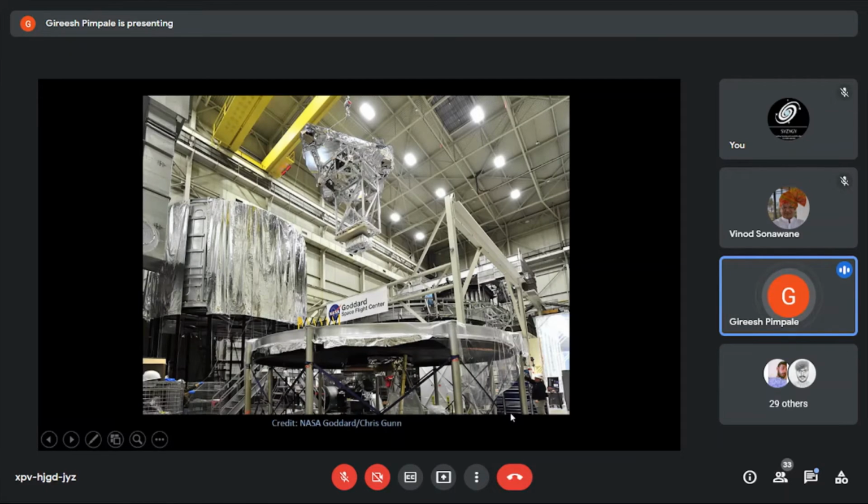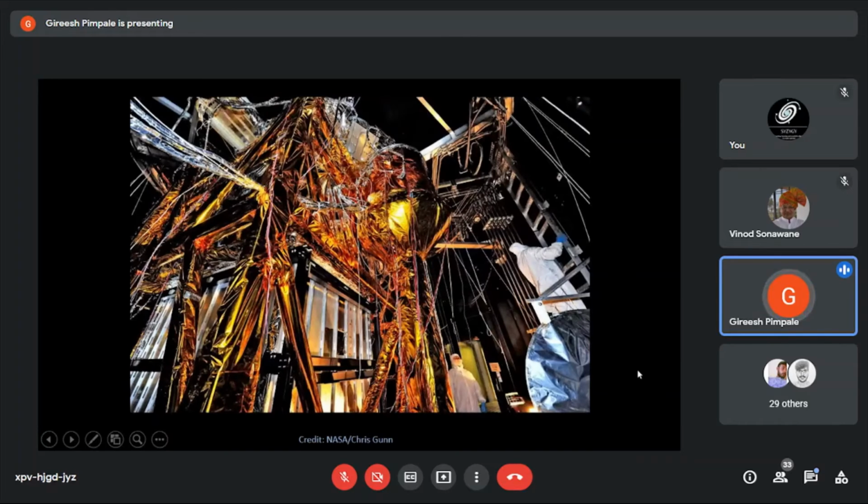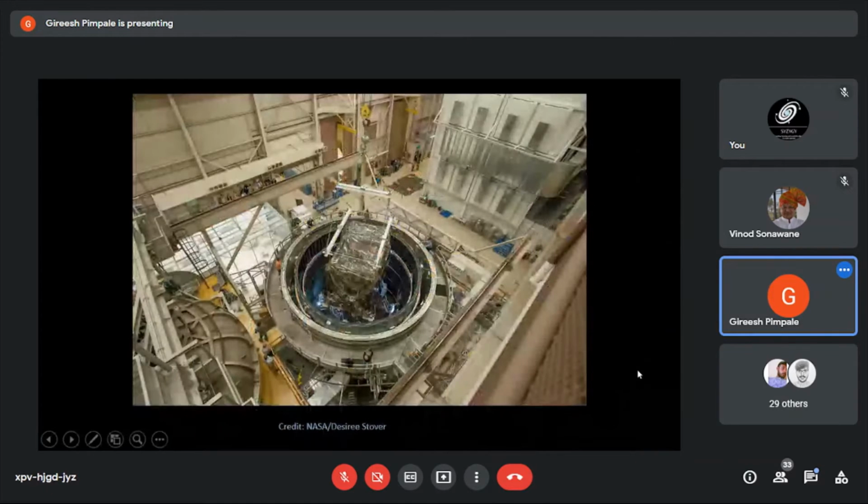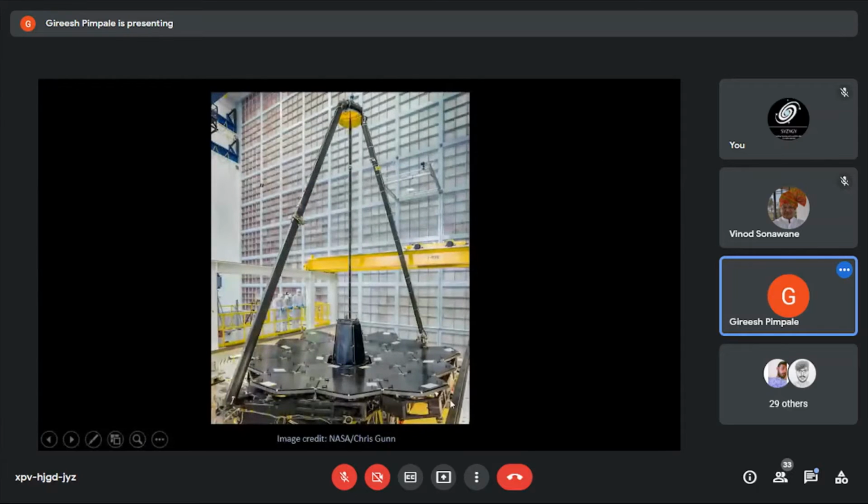So again, some photographs. See the complexity involved in making the telescope. The hugeness. Again, this is the primary mirror, and the secondary mirror is here.